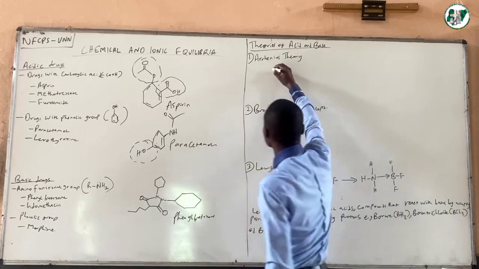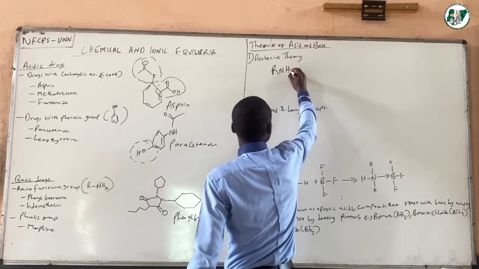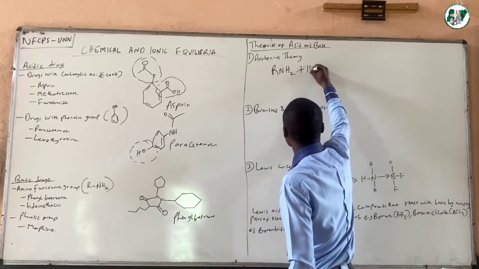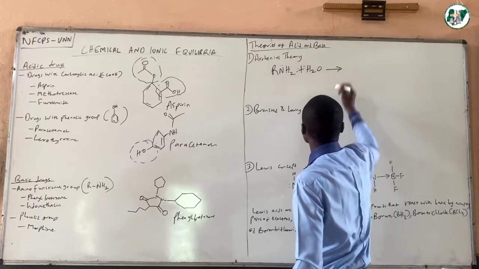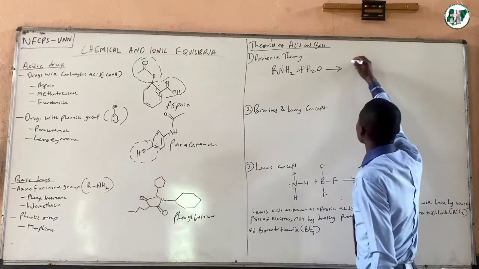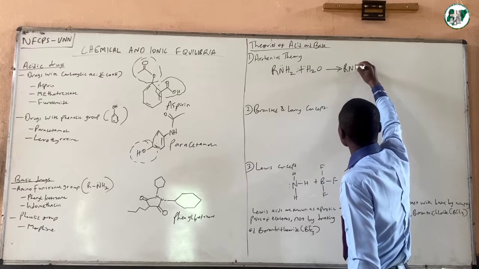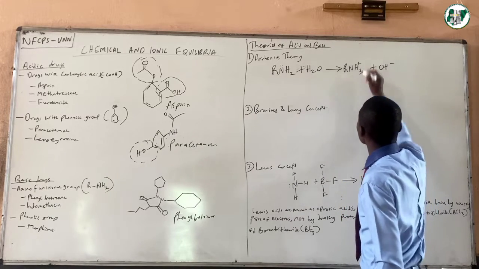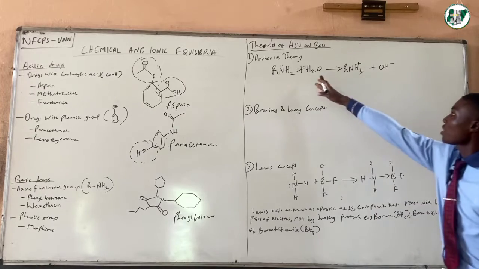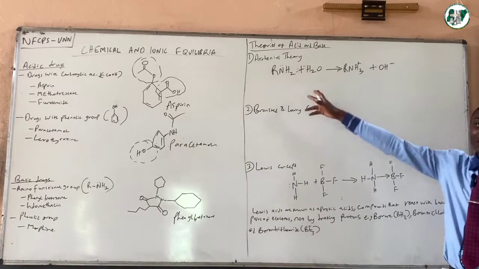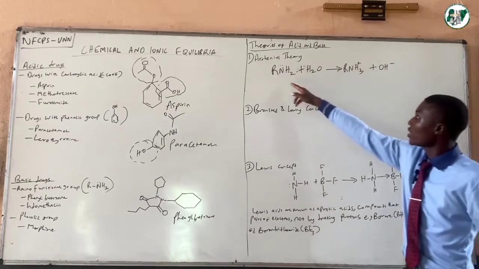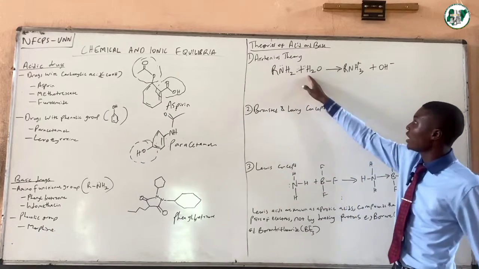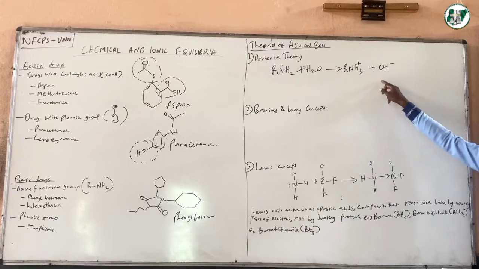A very good example of that which I just described is amines. Amines dissolve in water, plus H2O, to give us this. What this goes to show us is that this compound, according to Arrhenius, can be referred to as a base because it hydrolyzes in water to release hydroxide ions.